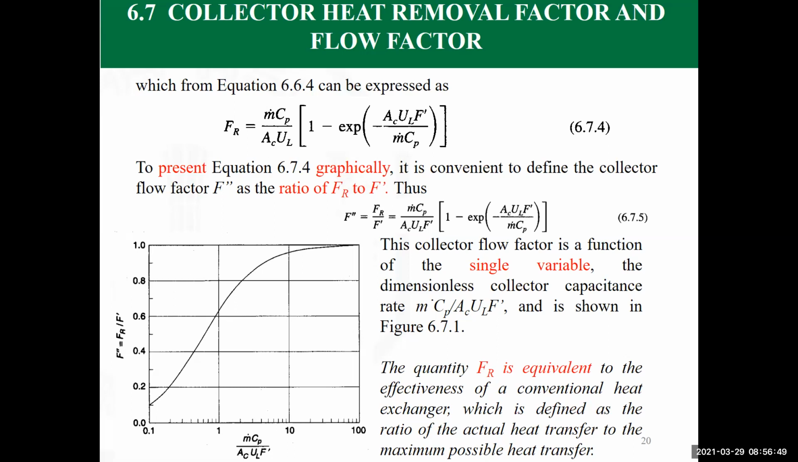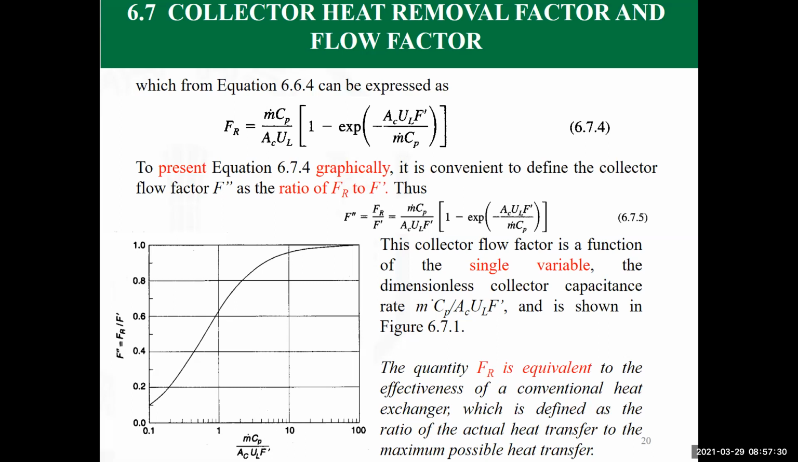So the flow factor here is a function of a single variable, and when you look at equation 675, the expression before the square bracket and the expression inside the exponential are basically the same. Actually, one of them is 1 over the other. So here you are getting the value of F double dash as a function of one combined parameter. The combined parameter is m dot Cp over AC UL F dash, which is some sort of a number of transfer units expression.